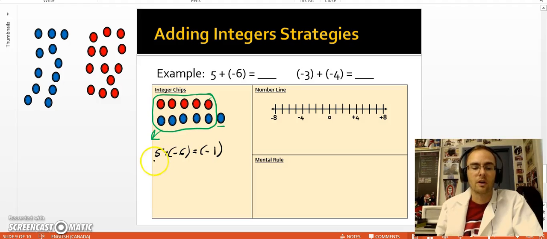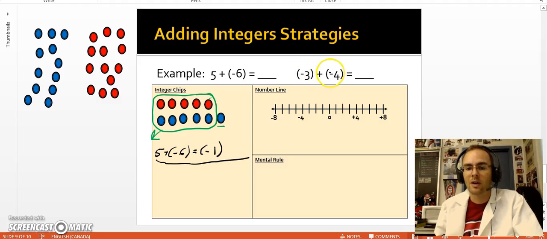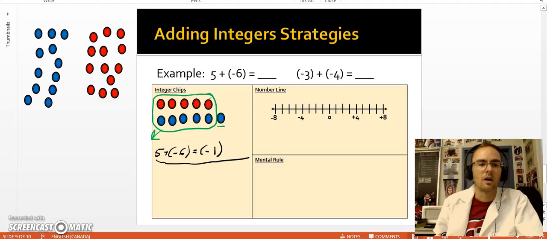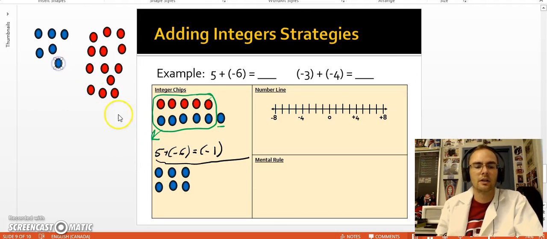I cancel them out. Now if I were to do another question, this one here, -3 plus -4, now we're adding the same sign. Back here, we were adding different signs. We were adding a positive and negative. Here, we're adding two negatives together. So again, using the integer chips, I will represent this. So I need -3, 1, 2, and 3. And I need -4, 1, 2, 3, and 4.